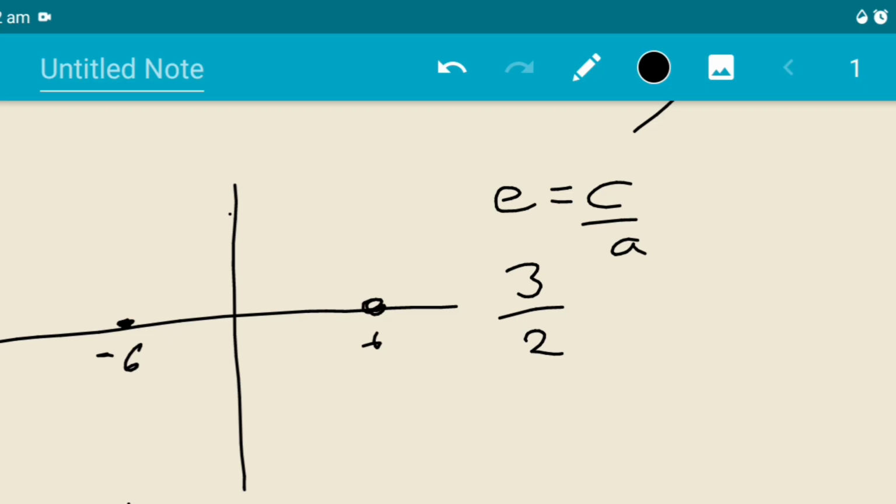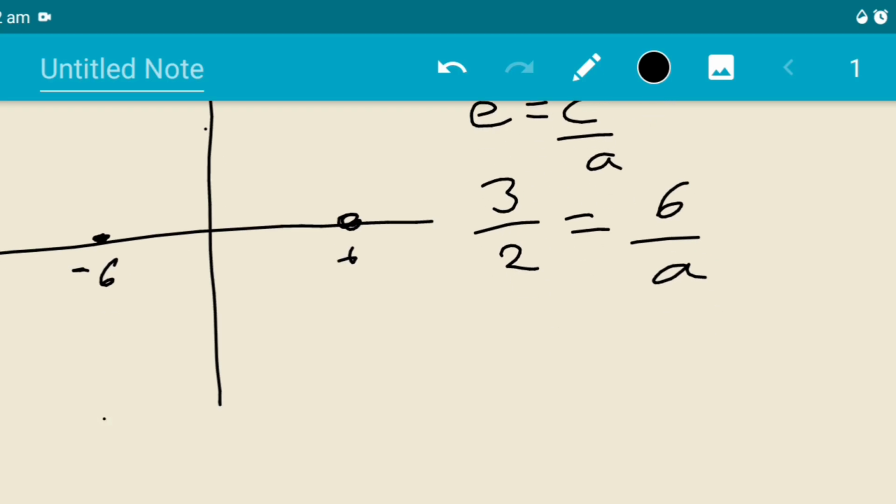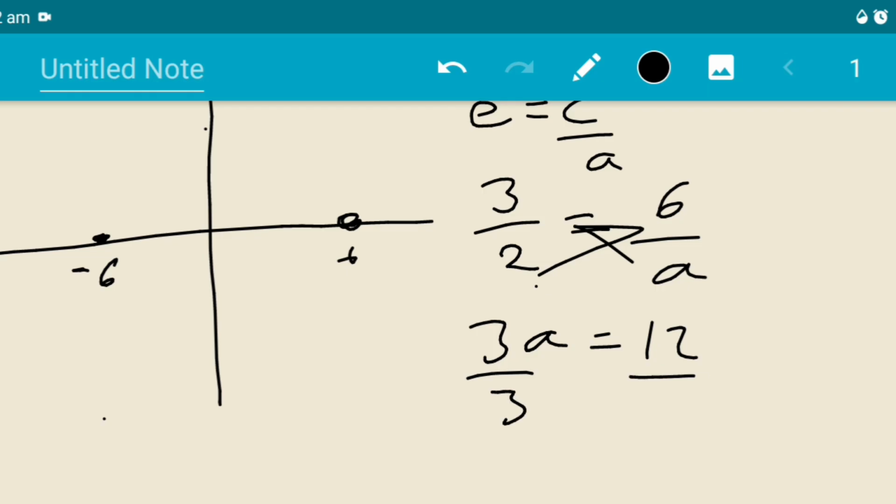What is c? c is the focus, or foci, since there are two. Let's remember that. So c in this case is 6, over a. Then let's just solve for a. So a would be 6 times 2, that is 12, then 12 divided by 3. We just cross multiply, so this would be 3a equals 6 times 2, 12, over 3. We cancel that out, and our a would finally be 4.